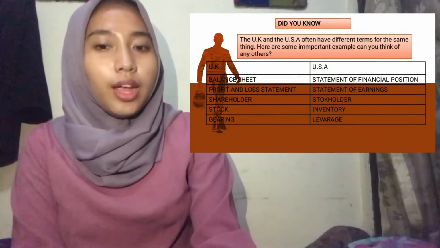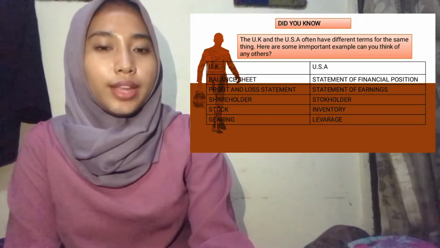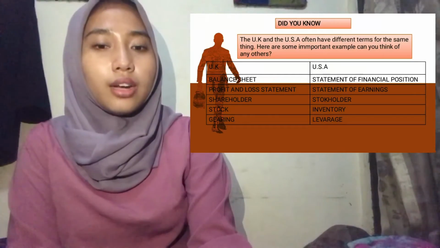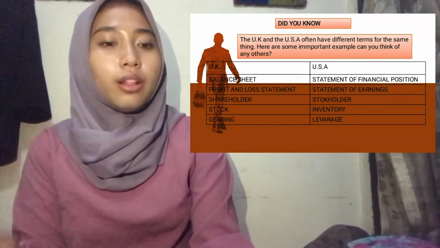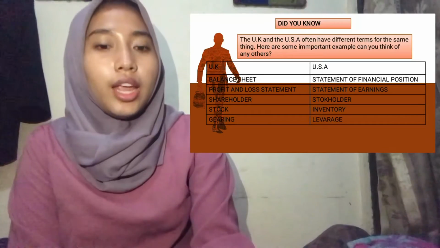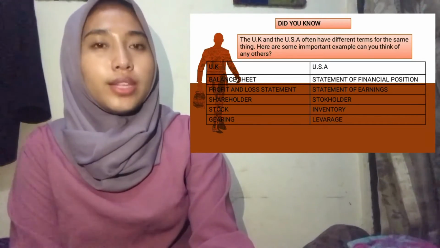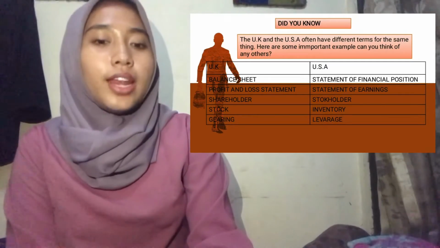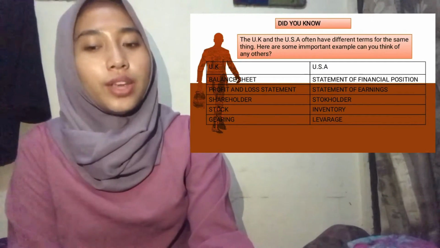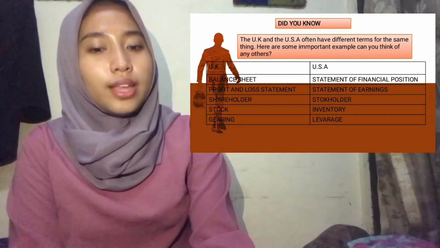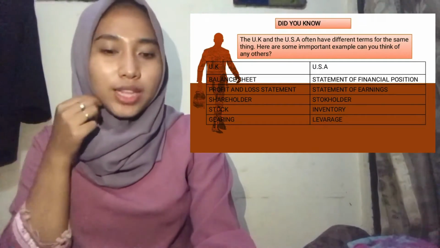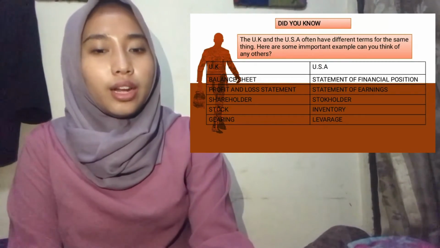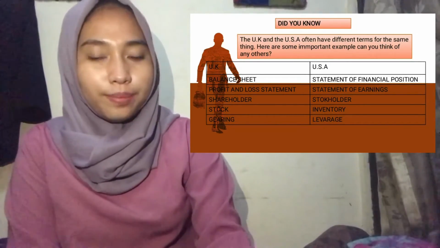Did you know? The UK and the USA often have different terms for the same thing. Here are some important examples. Can you think of any others? In the UK, balance sheet. In the USA, statement of financial position. In the UK, profit and loss statement. In the USA, statement of earnings. In the UK, shareholder. In the USA, stockholder. In the UK, stock. In the USA, inventory. In the UK, gearing. In the USA, leverage.